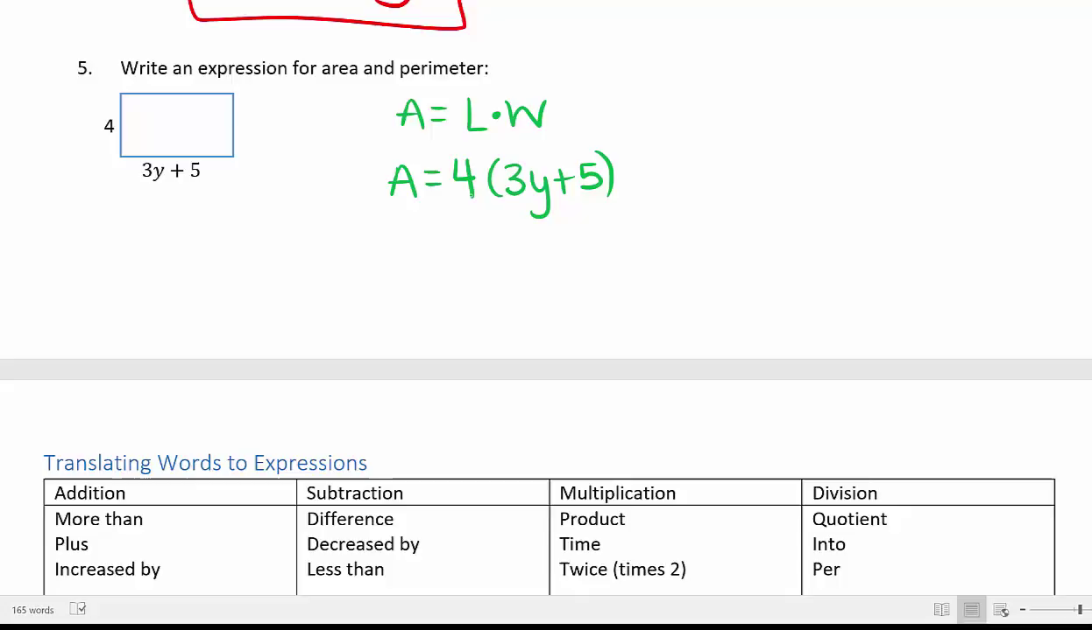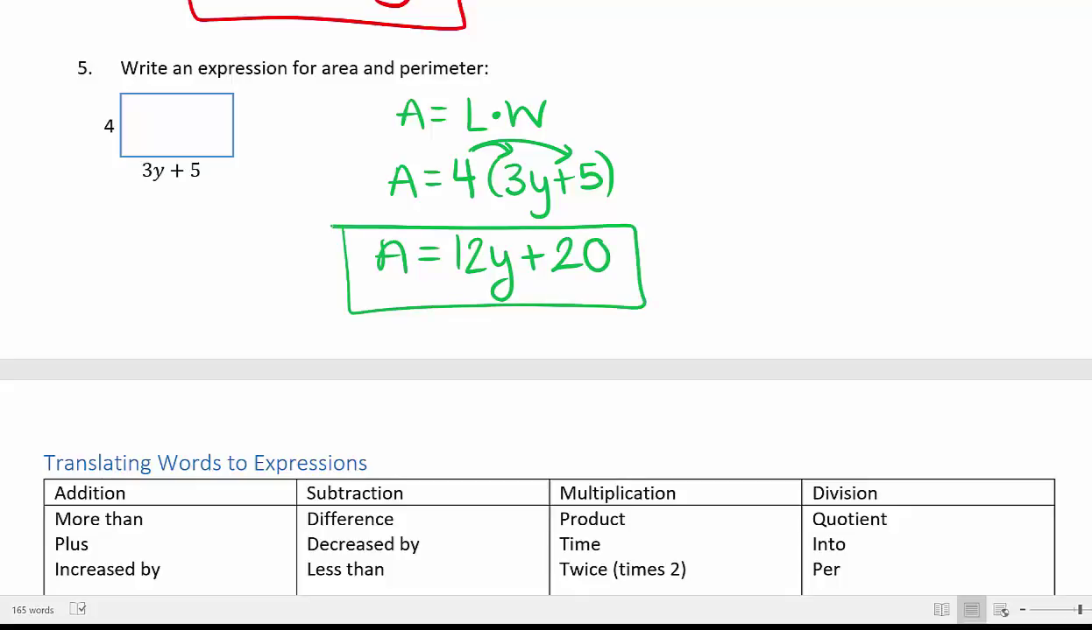But I can simplify this expression, regardless of where I put the 4, by distributing. 4 times 3 is 12, so I get 12y, and 4 times 5 is 20. And so there's my expression for area.